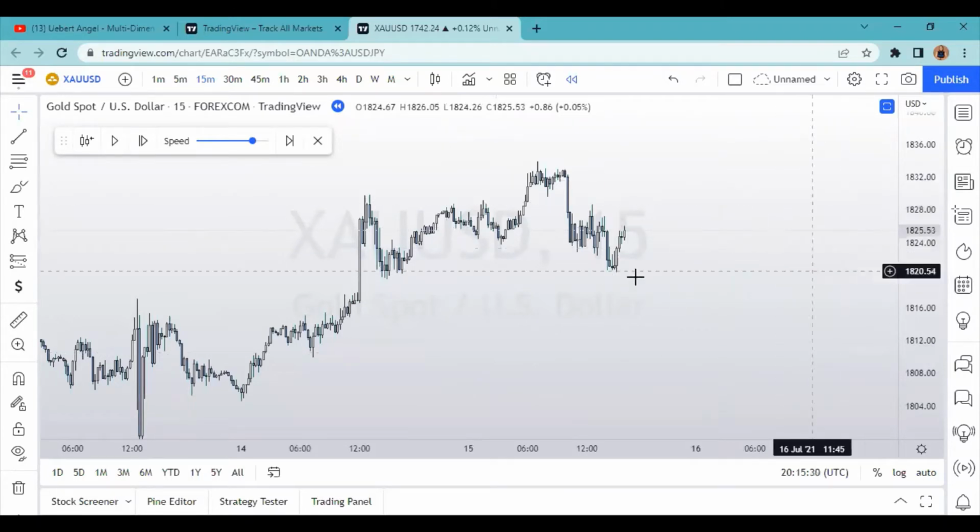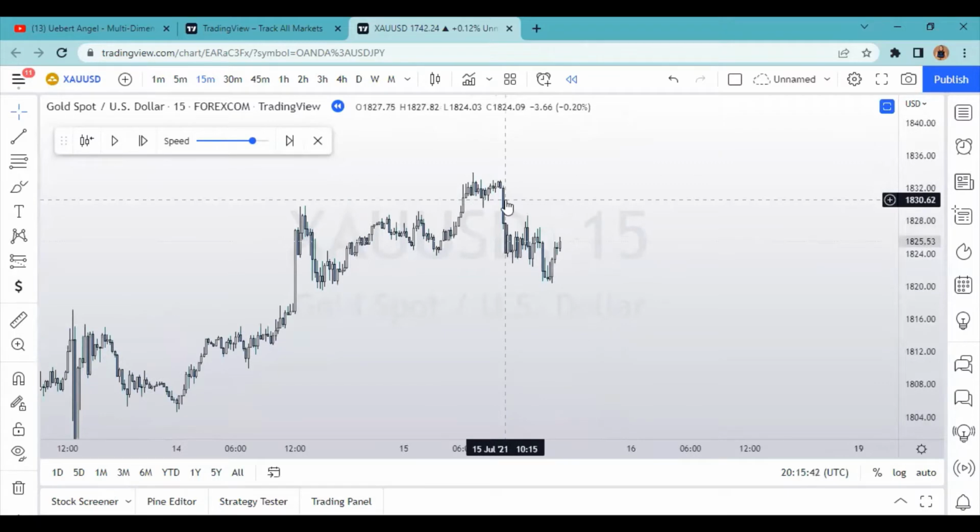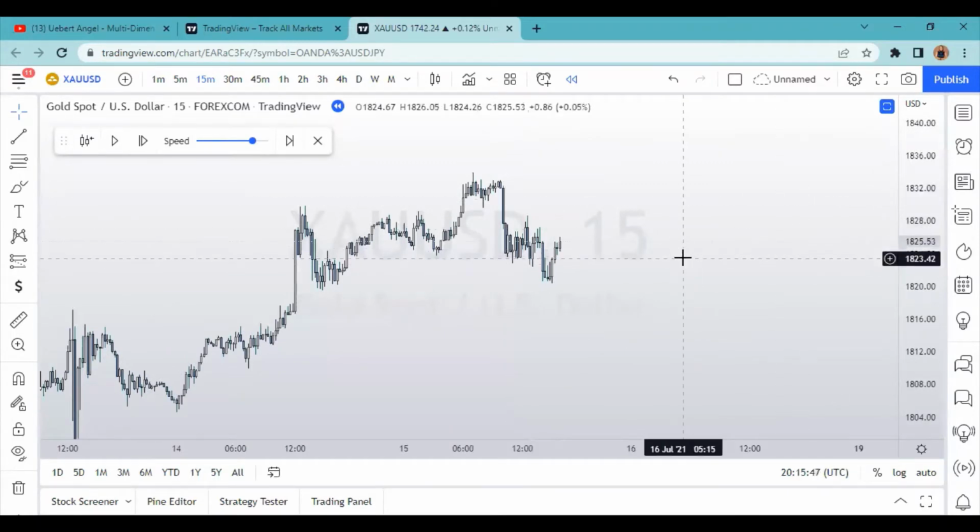Nobody knows what is going to happen. And that's why backtesting is very powerful. I highly recommend it. You subscribe to TradingView and then you use it to test your skills, because right now I don't know what's happening over here.